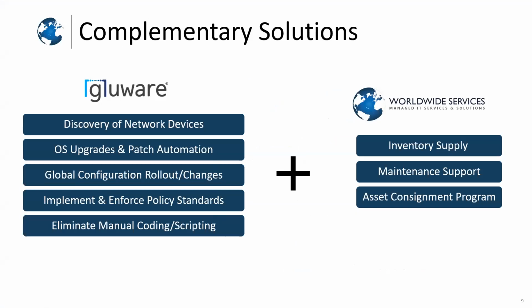The first line is the discovery of the network devices. One of Glueware's features is it helps tell you what you have and where you have it. Do you have gaps? Do you need a maintenance solution? Do you have end of life or end of sale products? And that's where the software meets the hardware world.